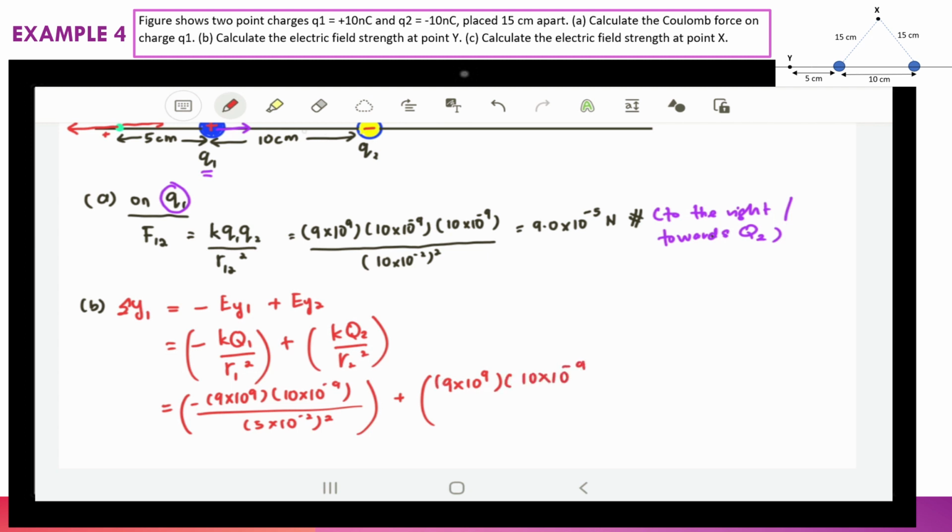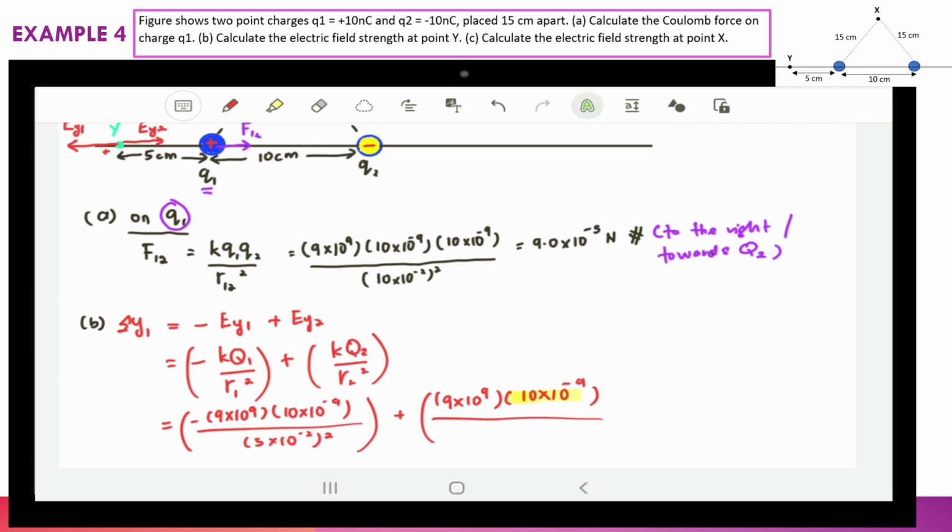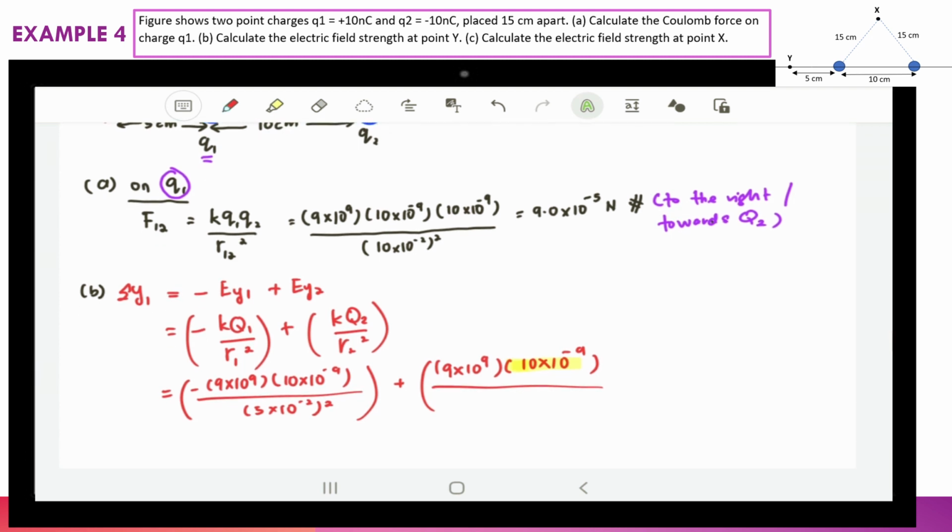Plus 9 exponent 9 times 10 exponent negative 9. Make sure no need to substitute the negative charge. So over, R2 is the distance between point Y to charge Q2. So where it's 5 centimeter plus 10 centimeter and it's 15 centimeter. So 15 times 10 power of negative 2 squared. Okay, so press your calculator here, you will get negative 3.6 exponent 4 plus 4004 times 10 power of 3.